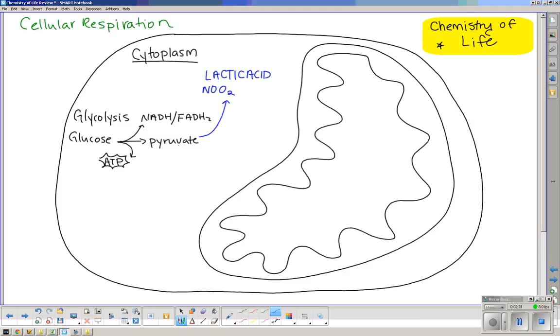If there is oxygen present, that means it's an aerobic condition, and what can happen is a bridge reaction. Pyruvate can turn into a molecule acetyl-CoA, and acetyl-CoA can enter into the matrix of the mitochondria. Inside here is the matrix. In this matrix, acetyl-CoA is ripped apart and converted in the Krebs cycle.